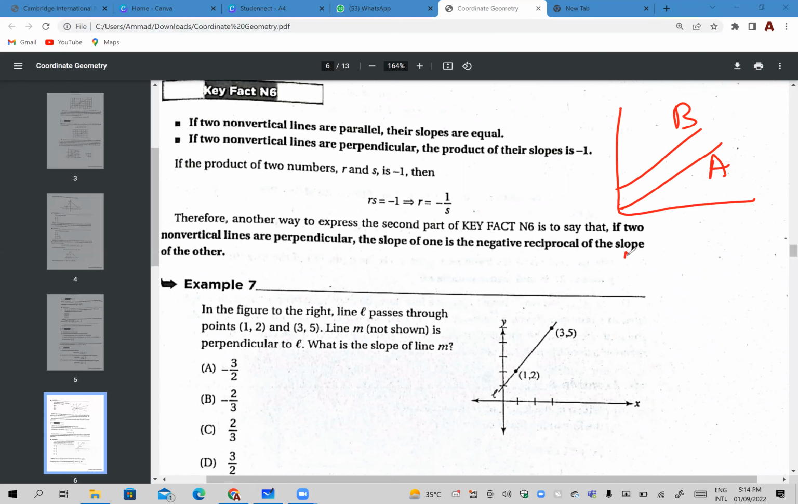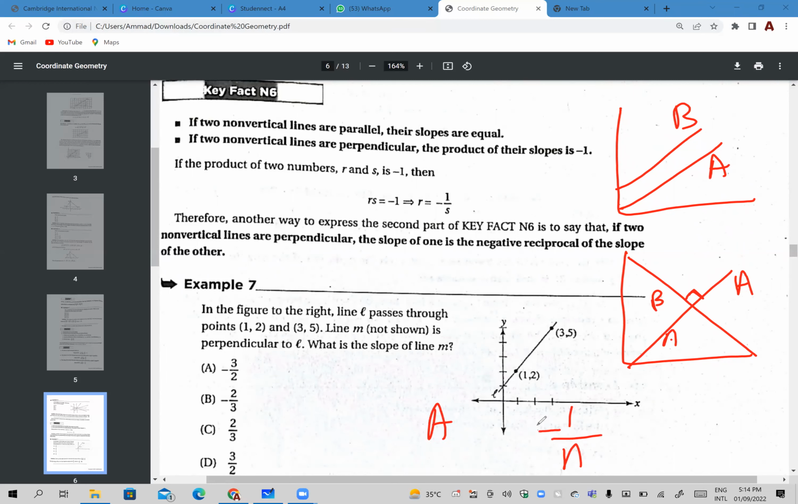In the case of perpendicular lines, if one line goes like this and another goes like this, A and B are perpendicular lines. Their slopes will be negative reciprocals of each other. What does negative reciprocal mean? If the slope of A is, let's say, A, then the slope of B will be -1 by A. It becomes both negative and reciprocal. For example, if the slope of A is 2, the slope of B would be -1 by 2. If the slope of A is 1 by 2, the slope of B would be -2. All right. So this is how you determine slopes of perpendicular lines.